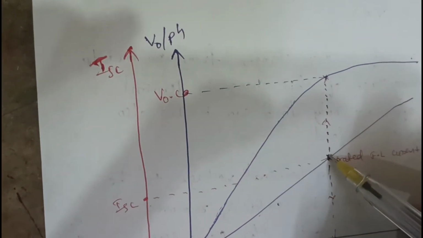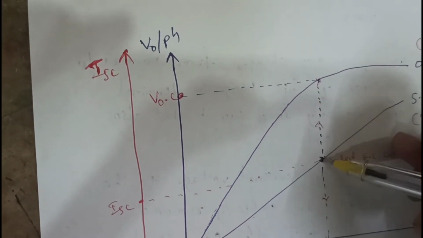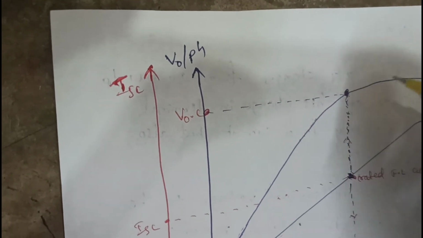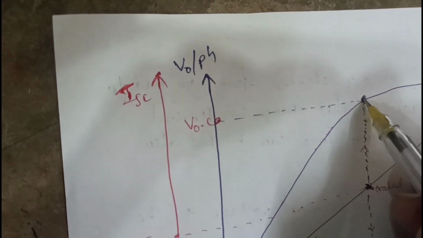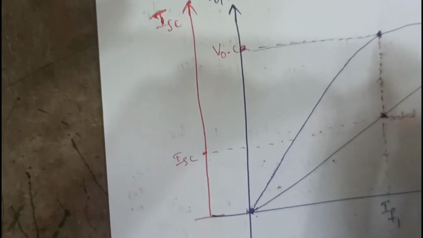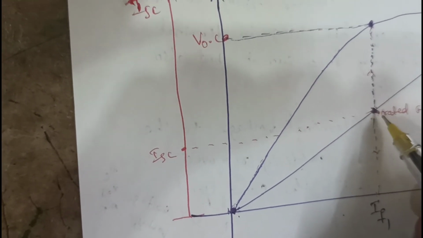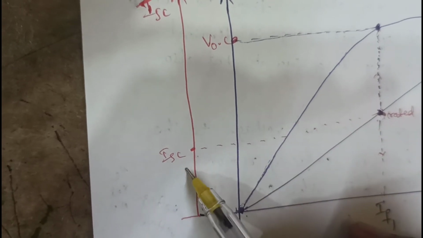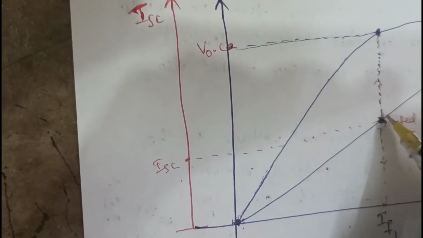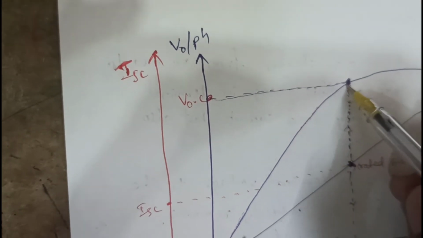From this point, draw one dotted line straight, then you get one more point. From this point you get the open circuit voltage. First observe here: from this point, if we apply the short circuit current, then you get the field current. That is the point first. After that, just extend this line to the OCC curve.